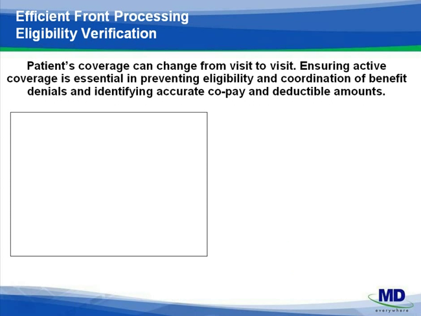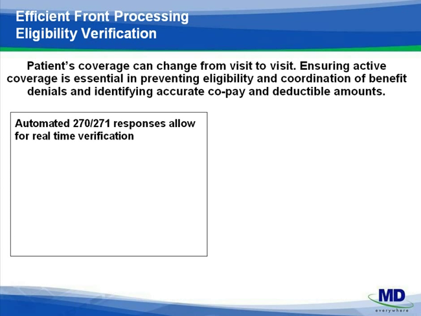So as we move into front-end processing, as we mentioned before, patient coverage can change from visit to visit. Ensuring their coverage is essential in preventing eligibility and coordination of benefit denials, and also ensuring copay and deductible amounts are accurate and understood. Automating this response is going to be key and vital. Now I'm going to mention 270 and 271 responses. Those are the industry names.